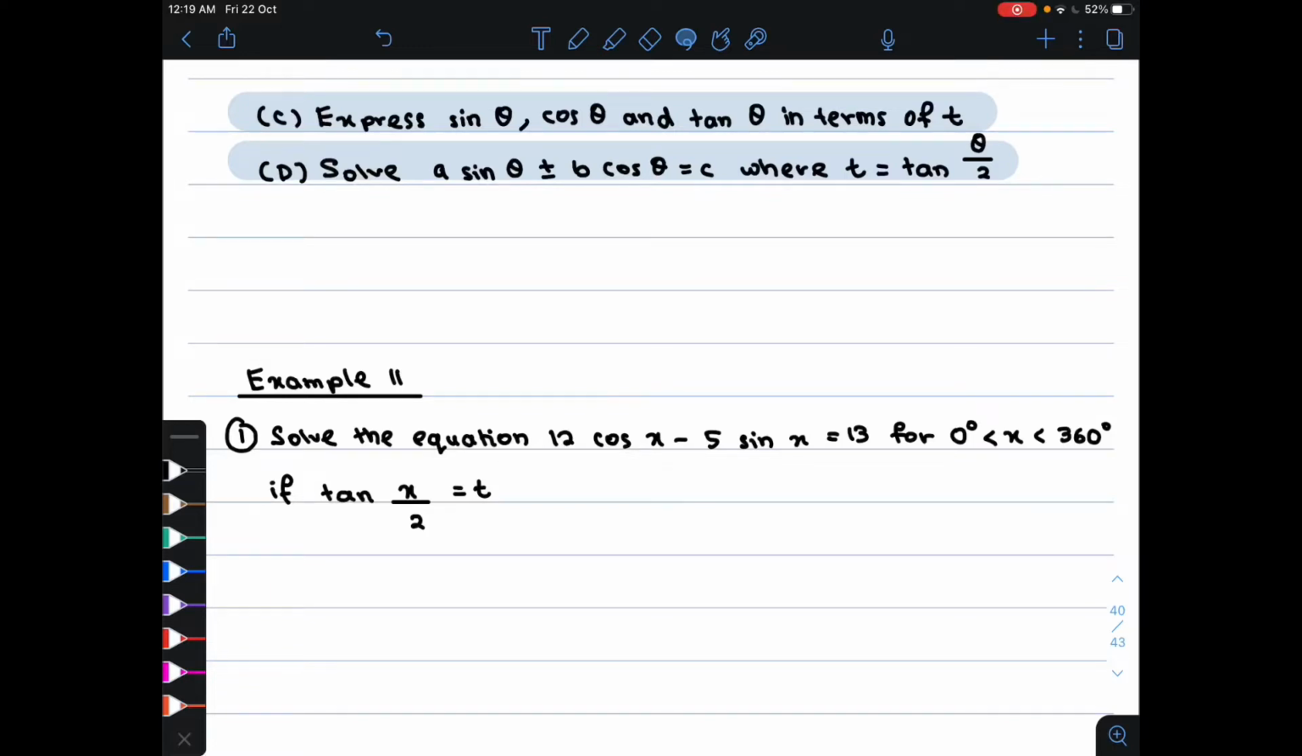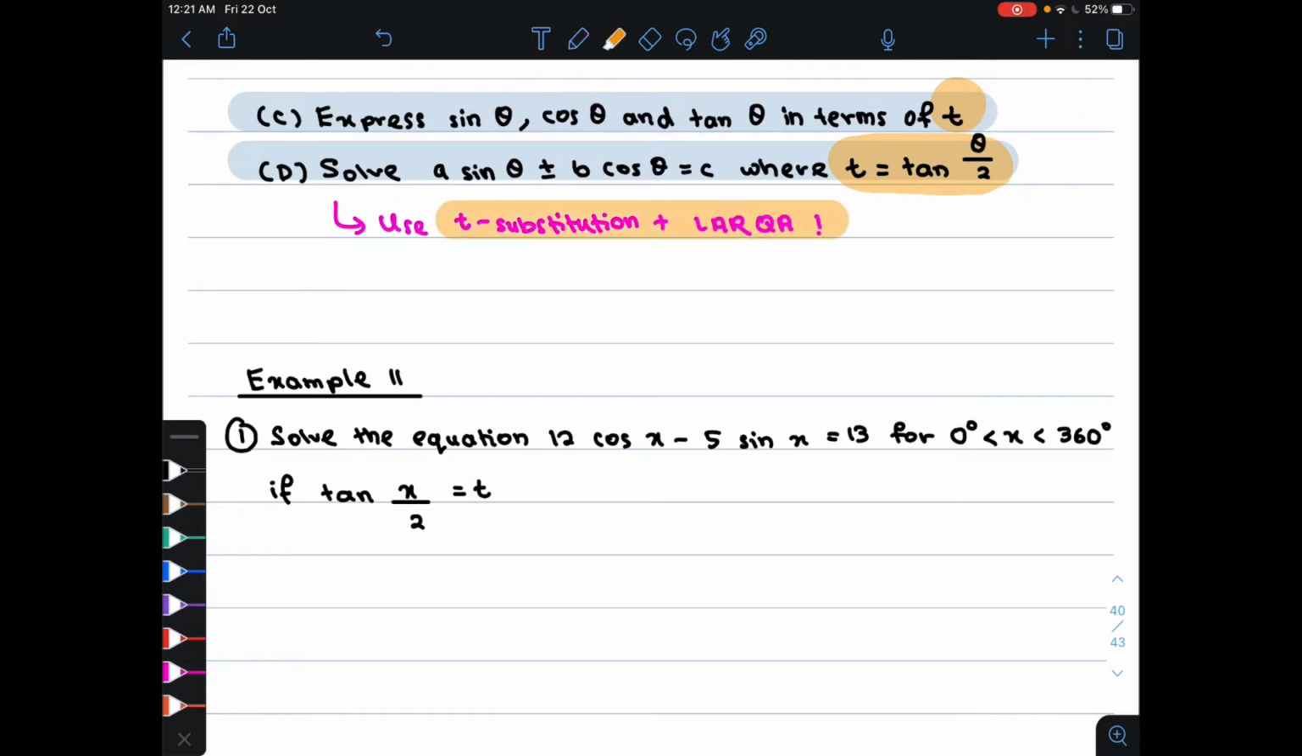Part C is to express sin theta, cos theta, and tan theta in terms of t. Part D is to solve a sin theta plus minus b cos theta equal to c, where t equal to tan theta over 2. So whenever you see a question that says you need to use t, or it says by using t equal to tan x over 2 or t equal to tan theta over 2, this means that you need to use t-substitution. And for t-substitution, we will apply LARCA as well.